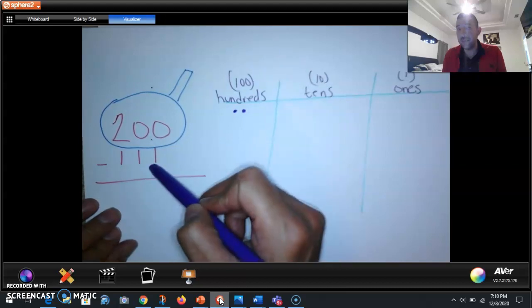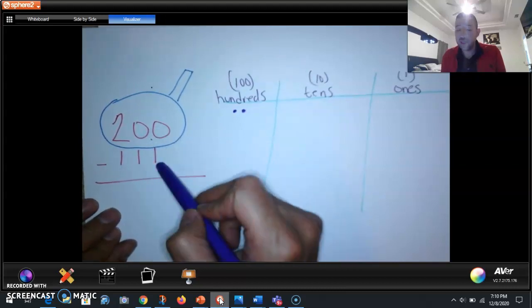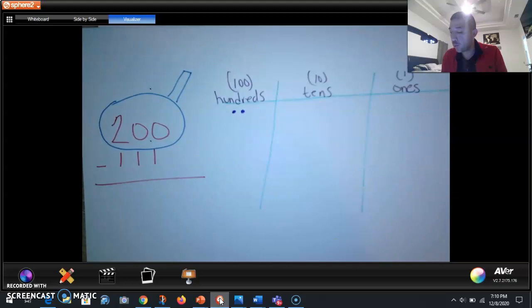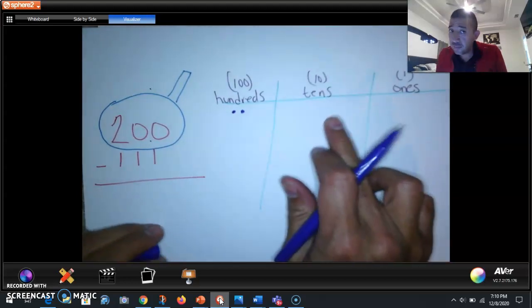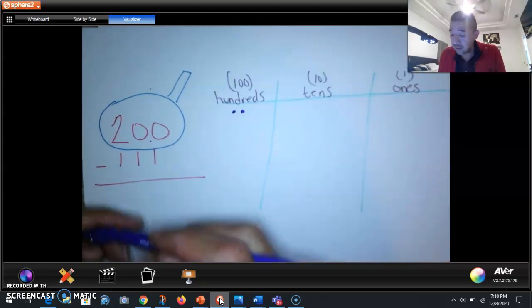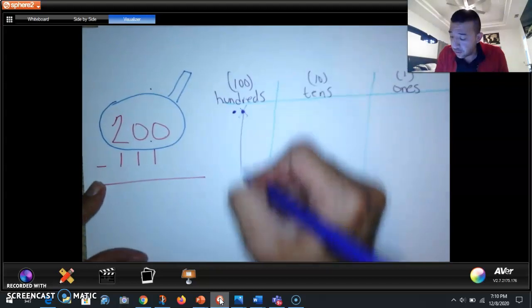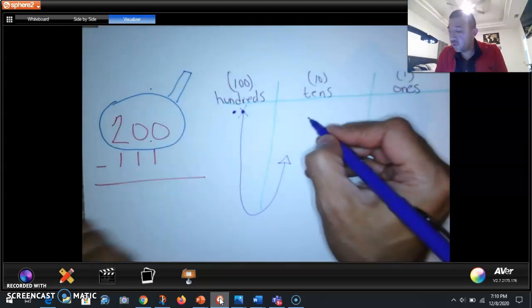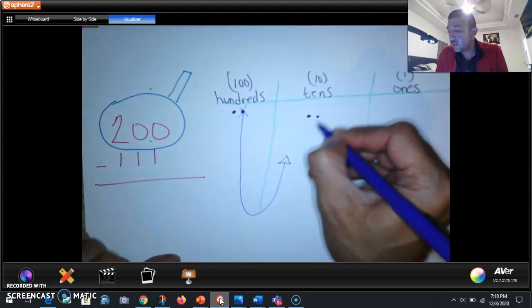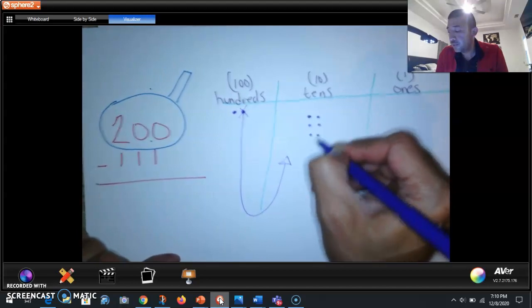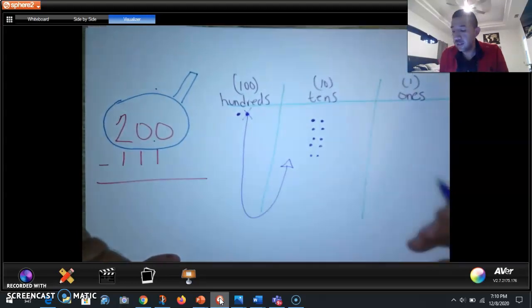0 minus 1. I have 0 apples. I want to give 1 apple away. Can I do that? No, right? So can I unbundle from the tens? No, but we have hundreds, so I'm going to unbundle from the hundreds. So 100 becomes 10 tens. 1, 2, 3, 4, 5, 6, 7, 8, 9, 10.